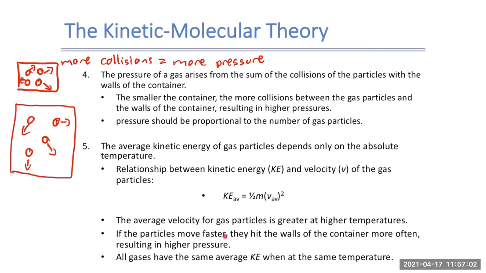And if a particle moves faster, it hits the container more often. Makes sense, right? If it hits the container more often, it's going to exert a pressure. It's going to have more collisions. So the faster a particle moves, the higher the pressure. So you can see here our temperature and our pressure start to relate to each other. Higher temperatures cause particles to move faster, causing more collisions, which results in a higher pressure. And all gases have the same average kinetic energy when at the same temperature.